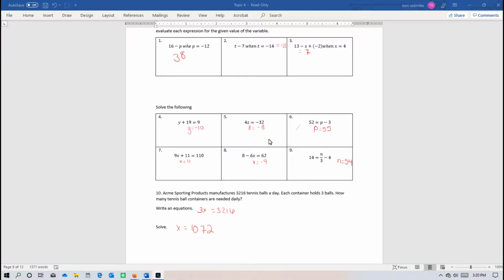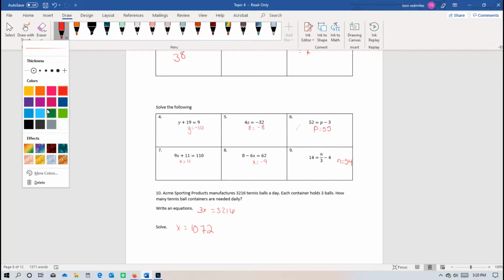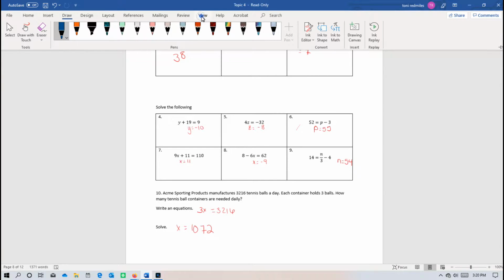Alright, so here is your answer key. Go ahead and pause and grade yourself, and then we'll get to where I show you how to do this. Okay, so let me change my pen. I'm going to assume that you paused, and we'll get started.